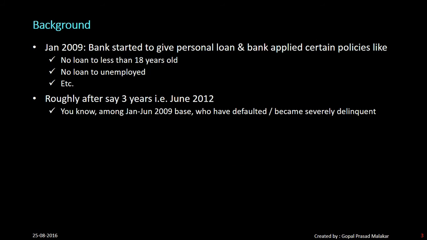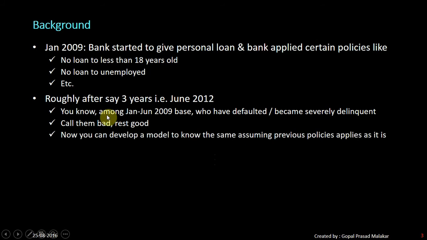Anybody who has paid you completely, all those are good guys. Those who have defaulted or became severely delinquent in between, these are the bad guys. So let's call them bad, rest of them good. Now obviously you can develop a model. You have a sizable population from Jan to June 2009, whoever has been given a loan, and how they have performed by June 2012, and you can develop a model. And you're going to assume that these policy criteria are going to apply as they are.